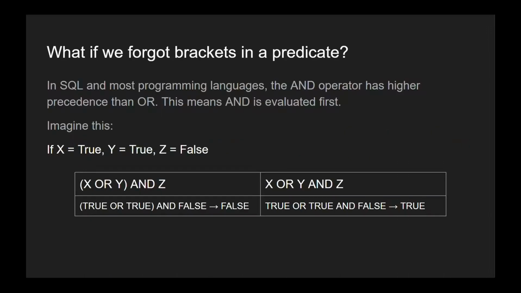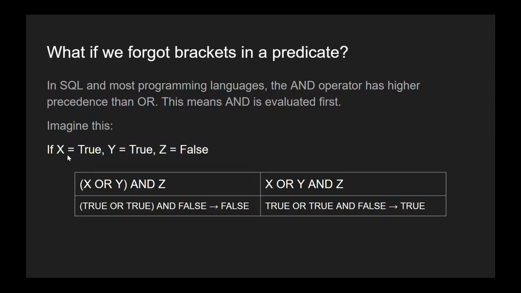So another question that I got in this tutorial is, what if we forgot the brackets in a predicate? What would be the hierarchy? And I would like to clarify something. I mentioned wrongly. I said that it's from left to right, but after I checked, it's not. In SQL and most programming languages, the AND operator actually has higher precedence than OR. This means that AND is evaluated first.